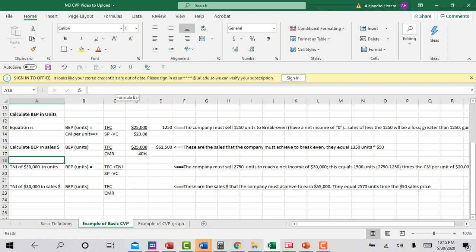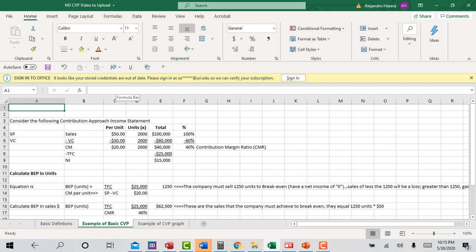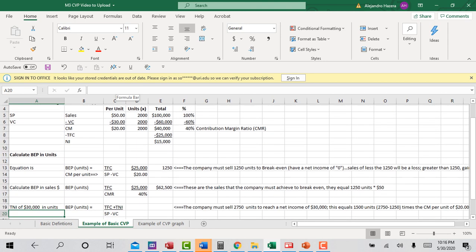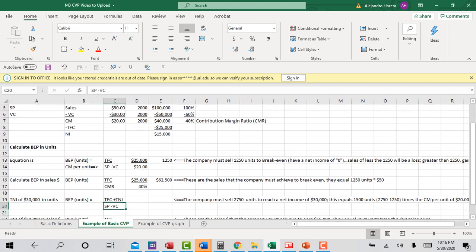We're assuming that total fixed cost stays the same. We're basically assuming that all this data up here just stays the same. So if you want to target net income, we're assuming everything stays the same, so each unit is going to contribute $20 toward, first of all, meeting your fixed costs, and after that, toward satisfying your target net income, your desired net income.